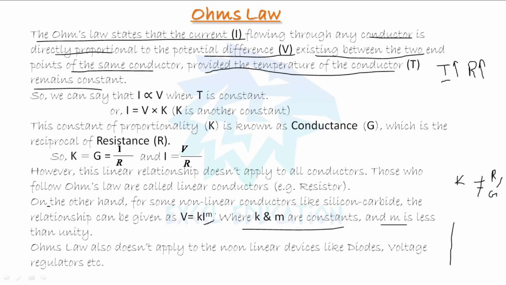Because for Ohm's law to be applicable, the voltage and current relation should be a linear one, and their slope must be resistance. Basically, if the slope is theta, then tan theta will be the resistance. Okay, tan theta will be the resistance. Here it is V, here it is I.